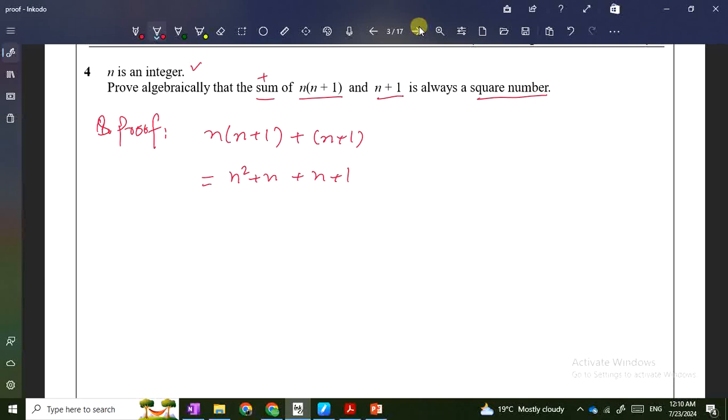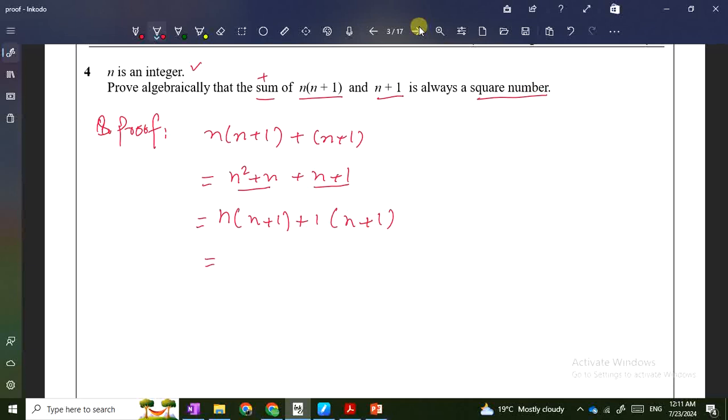n times n plus 1 plus n plus 1. Okay, so if you take n out from these two and 1 out from these two, if you take n as a factor out from these two, it will be n times n plus 1, and if you take 1 as a factor out from these two, it will be 1 times n plus 1, because there is nothing common in these two terms, so we can take 1 out as a factor, because 1 times these two terms will be the same terms again.